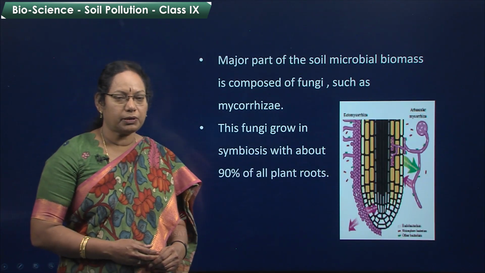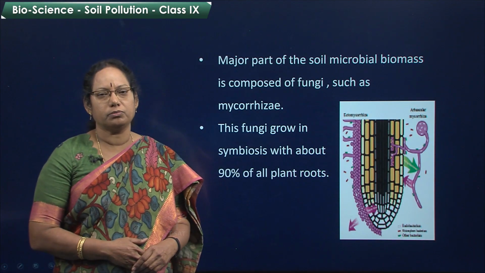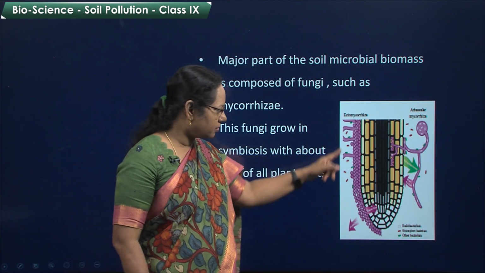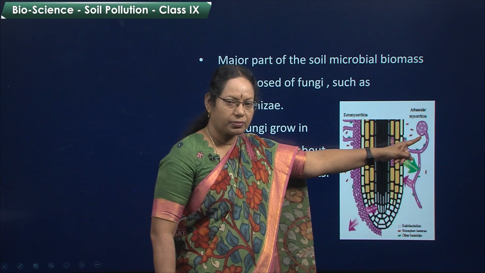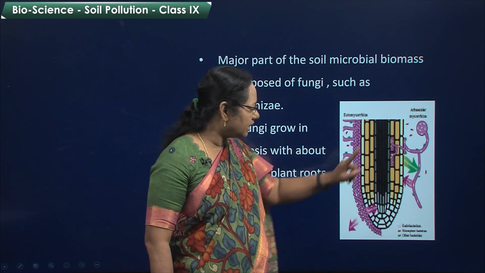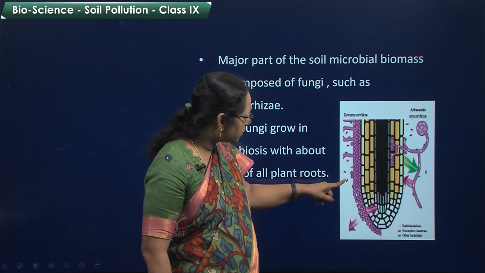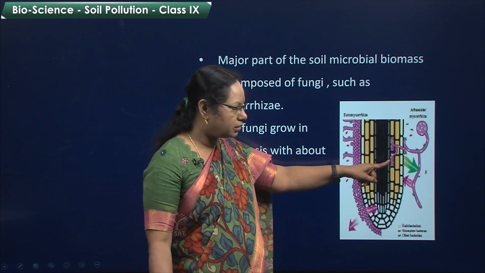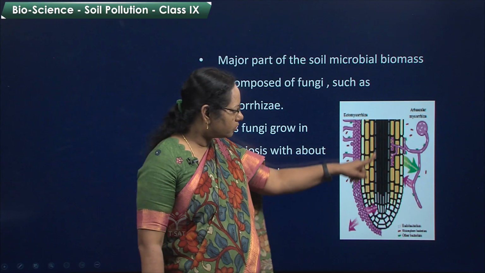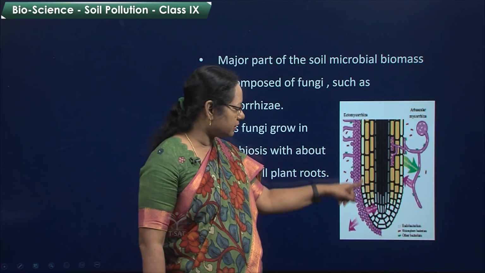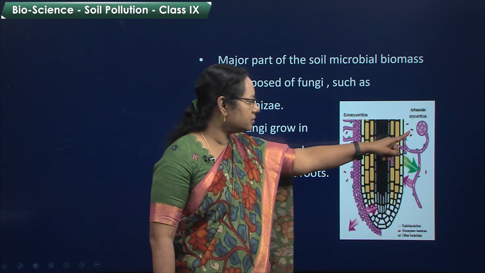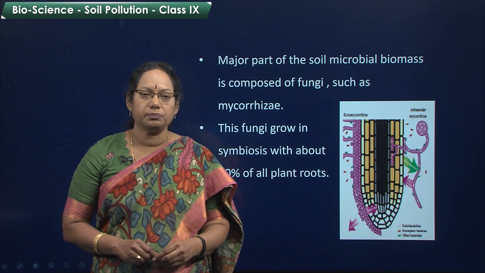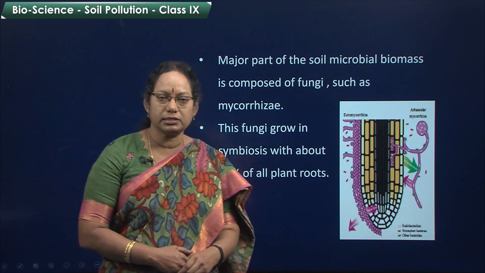Now, a major part of the soil microbial biomass is composed of fungi such as mycorrhiza. See the picture here, this is the mycorrhiza, growing here in the pink color, and in the other colors you can see maroon, green. These are all some type of bacteria growing in the soil close to the roots of the plants. They are showing the root part, and this is mycorrhiza fungi which is growing in a relationship like symbiosis. Do you understand symbiosis?